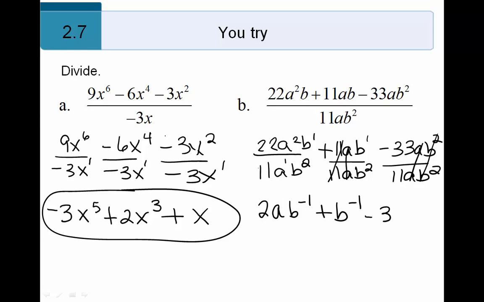So notice here the reciprocal of b is 1 over b. That's going to force the b to the denominator, plus the reciprocal of b here for this middle term is 1 over b to make my exponent positive, minus 3.